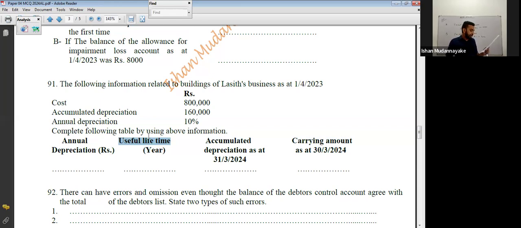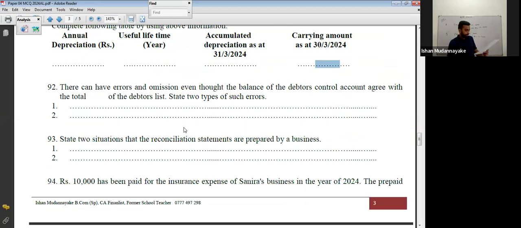Then accumulated depreciation as of 31st March 2024: opening depreciation 160,000, plus this year's depreciation 80,000. Total depreciation is 240,000. Then the carrying amount: 800,000 minus 240,000. Carrying amount is 560,000. Annual depreciation 80,000, useful lifetime 10 years, accumulated depreciation 240,000, carrying amount 560,000.